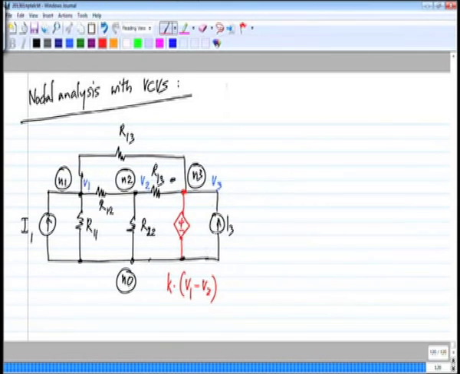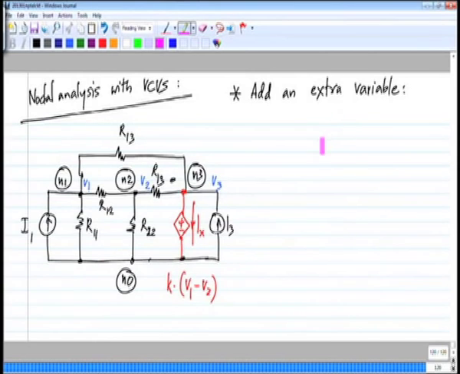So what do we do here? First of all, just like when we had an independent voltage source, we add an extra variable, and that is the current through the voltage source. I will still call it Ix. The equations will be exactly the same as before, with this Ix substituting for the current that was flowing in the resistor.